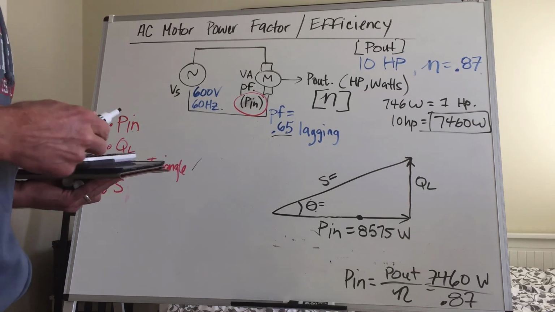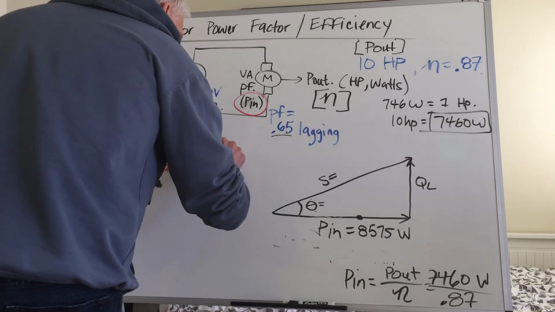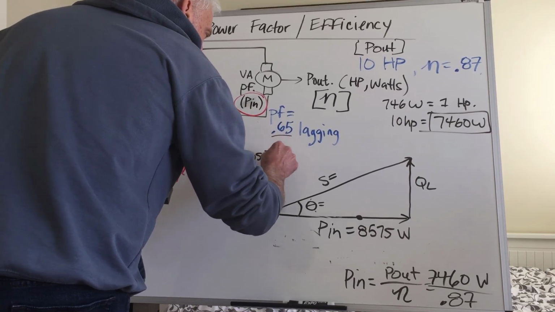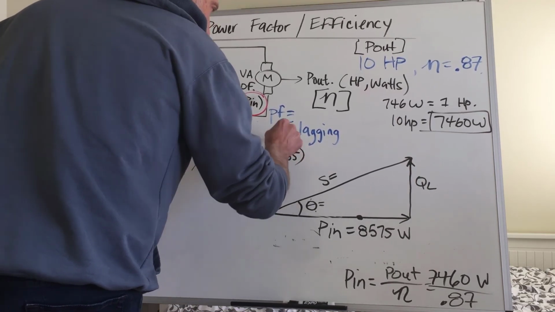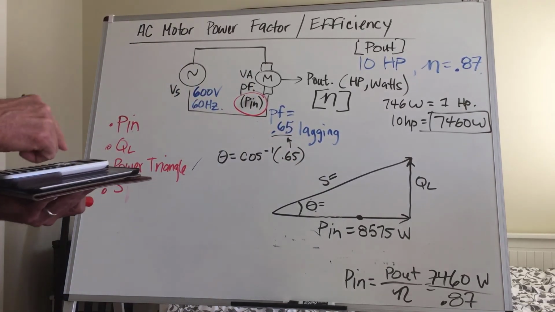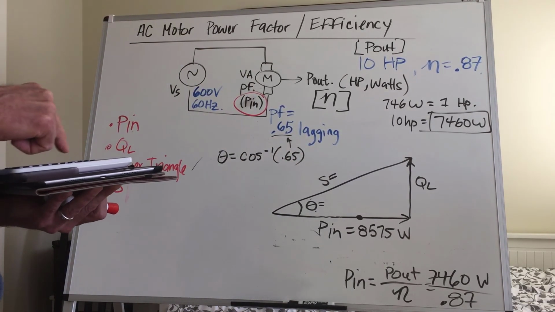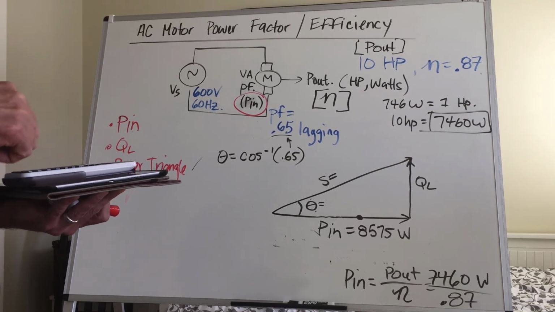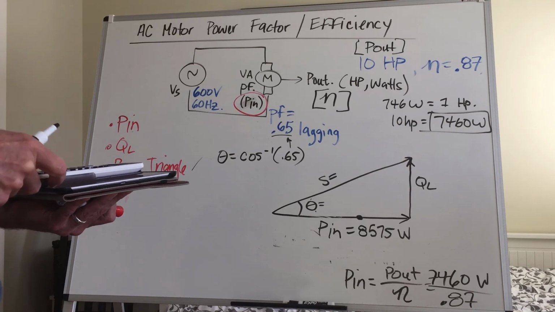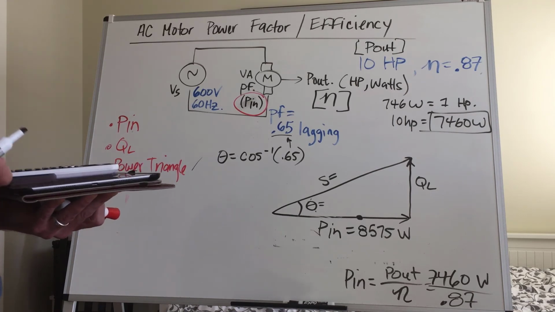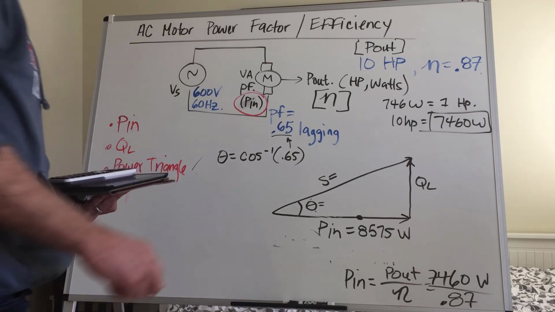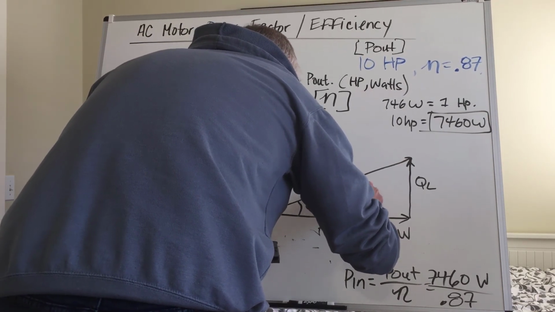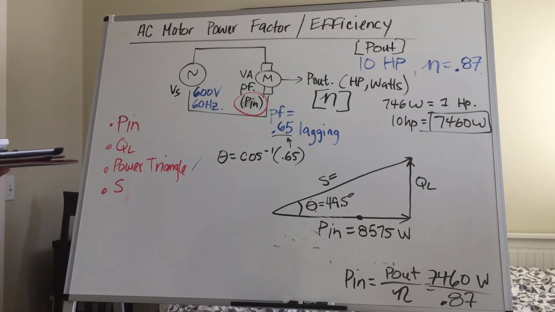In order to come up with that angle, we know that theta equals the arc cos of 0.65, because this is our power factor. So we've got the arc cos of 0.65, and that is 49.5 degrees. So that makes this 49.5 degrees in our power triangle.